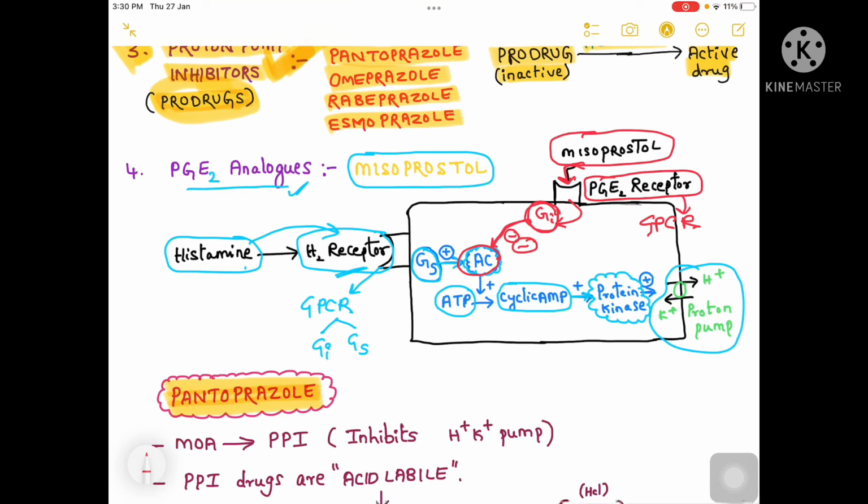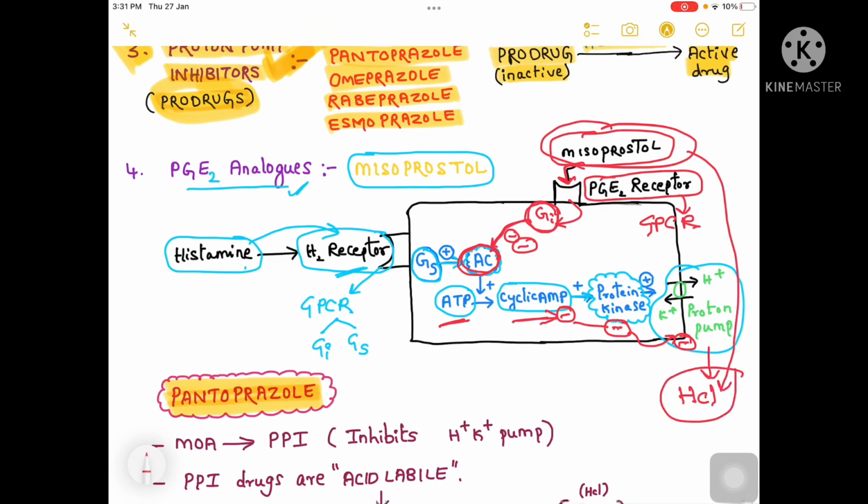So when there is no activation of the adenyl cyclase, it cannot convert the ATP into the cyclic AMP. So there is no formation of cyclic AMP. So when there is no cyclic AMP, then there is no stimulation of the protein kinase enzyme. So when there is no stimulation of the protein kinase enzyme, then there is no stimulation of the proton pump. So when the proton pump is not stimulated, then the HCl will not be produced. In this way, this misoprostol causes decreased production, or inhibits the production, of the hydrochloric acid.